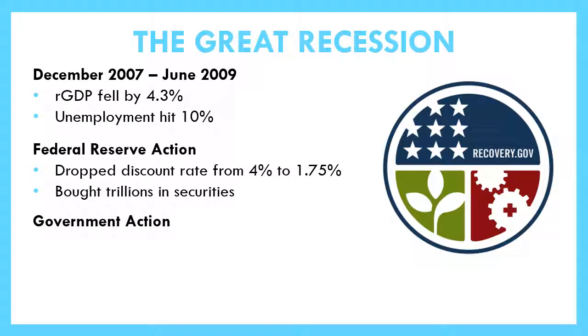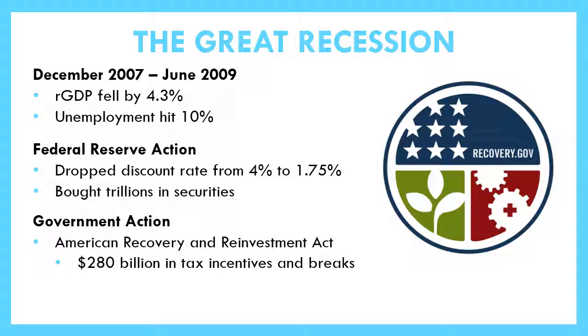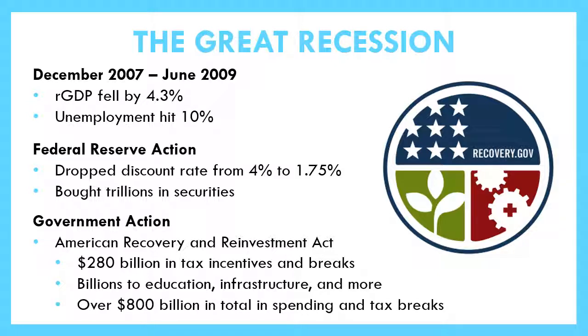The government took action too through a legislation that was known as the American Recovery and Reinvestment Act. This was almost $800 billion worth of tax breaks and incentives and money that was spent on things like education and infrastructure. Again, they pumped over $800 billion in spending and tax breaks, meaning they were increasing spending at the same time as decreasing taxes. So the Great Recession is an example of how we saw 4 of those 5 different expansionary policy actions take place in order to help our economy recover and get back to where we wanted it to be.